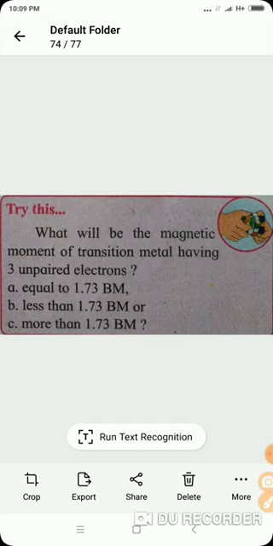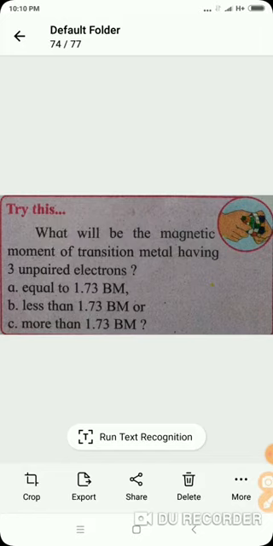So the question is, what will be the magnetic moment of the transition metal having 3 unpaired electrons? And 3 options are given. Option A is equal to 1.73 BM, option B is less than 1.73 BM, and the third option is more than 1.73 BM.